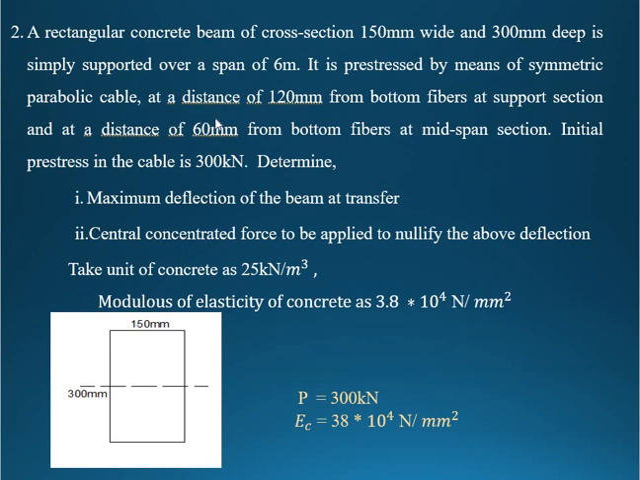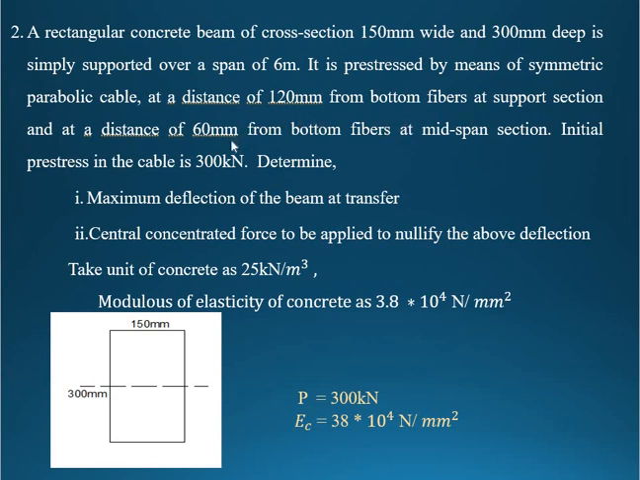Actually, what they have given, I will explain. It's a rectangular cross section having 150 mm wide, 300 mm deep. Its length is 6 meter. It is pre-stressed by means of a parabolic cable. Whatever cable profile they have given, it's parabolic. But you should concentrate on these two lines. That is, at a distance of 120 mm from the bottom fiber at support section.